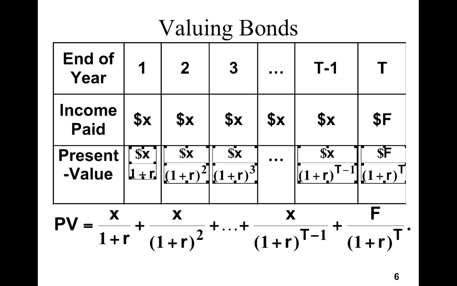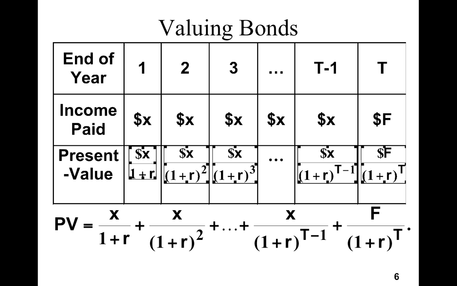So at the end of the first year, you're going to get X dollars. At the end of the second year, you're going to get X dollars again, and so on till T minus 1 period. At the end of T minus 1, or basically in period T, you get the original sum back. So what is the present value?